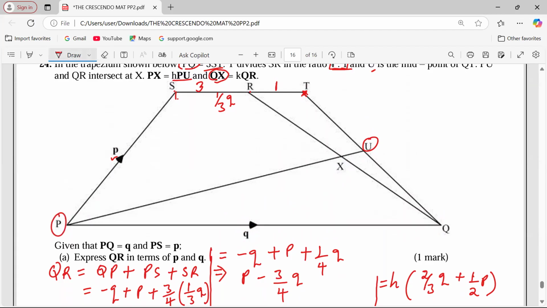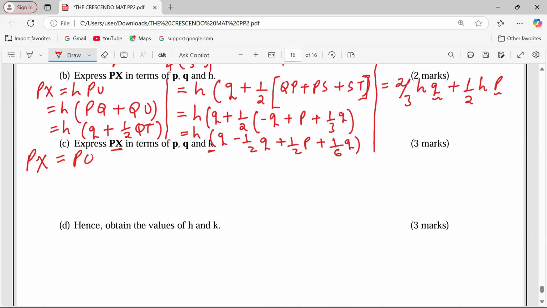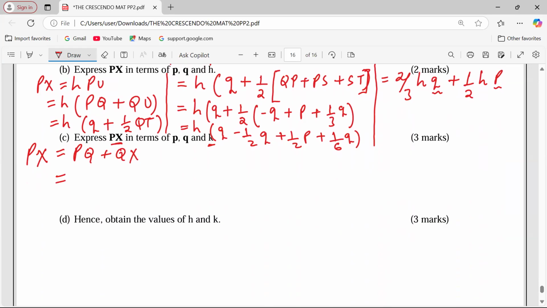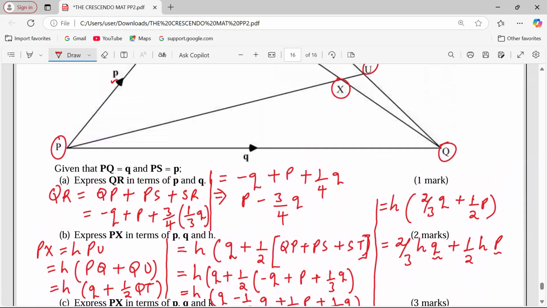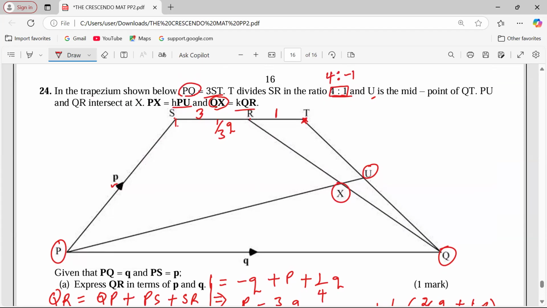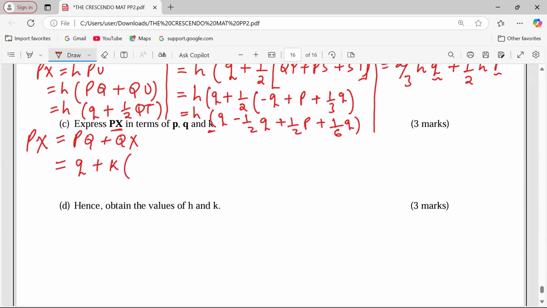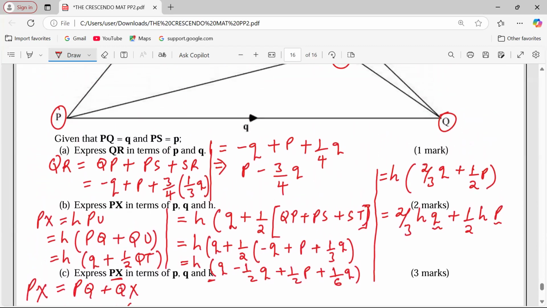PX is equal to PQ plus QX. So that's another way of getting PX: PQ plus QX. Now PQ is vector q, right? Then, instead of QX, we write QX equals k QR, k multiplied by QR.